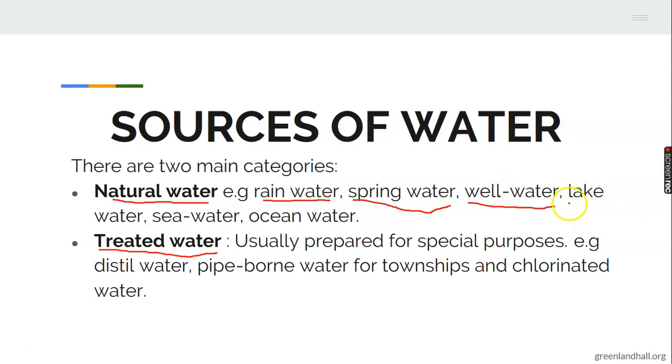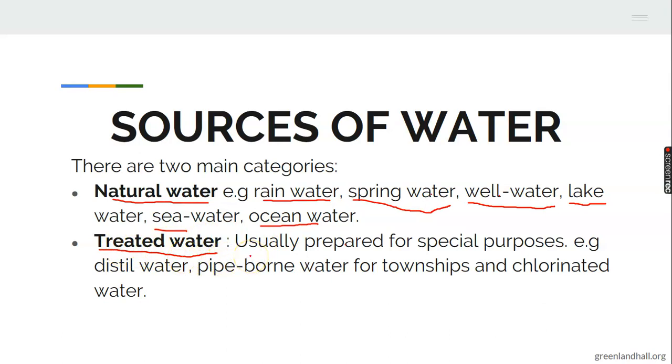Okay, the other ones, which are lake, sea, and ocean water, the three of them contain large amounts of dissolved air, mineral salts, bacteria, as well as organic remains. So before you can use these as a source of drinking water, you have to specially purify those waters. Okay, so we move to treated water.